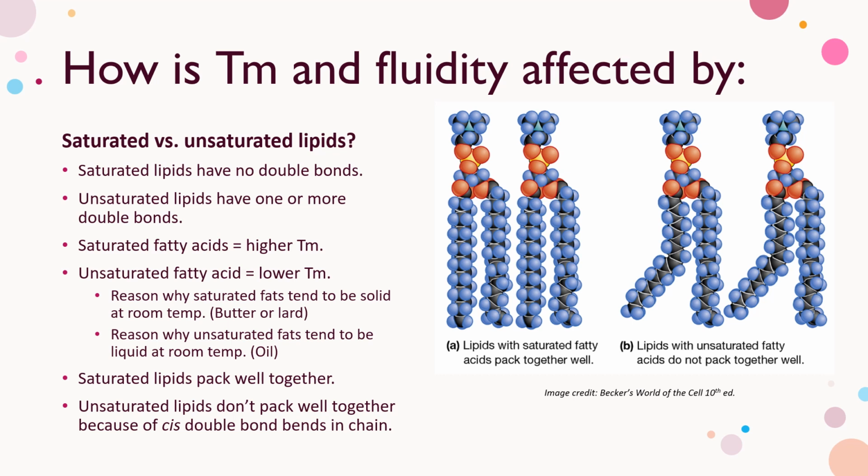transition temperature. This is the reason why saturated fats like butter and lard are in solid form at room temperature, and why unsaturated fats like oil are more liquid at room temperature. You can see from the image here how the unsaturated and saturated lipids are arranged. The saturated fatty acids are able to be packed well together, making them solid, while unsaturated fatty acids are not able to be arranged together properly because of the kink that forms from the double bonds, making them more likely to be fluid.